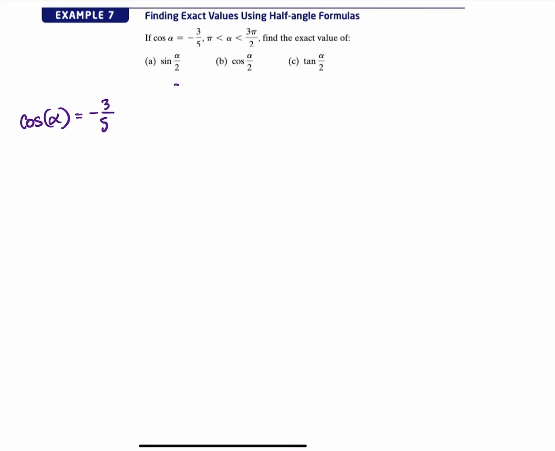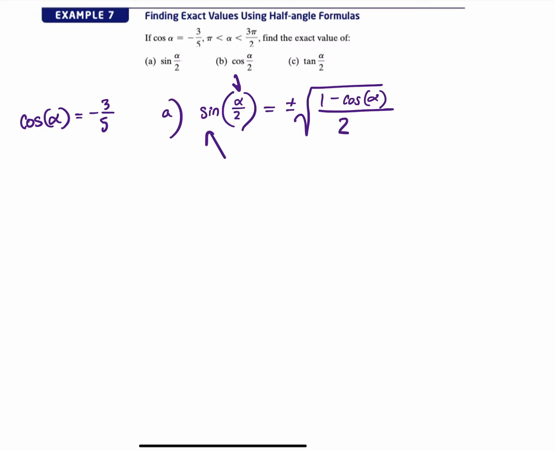So let's just jump into part A, and we'll think about what we need to determine in terms of which quadrant the half angle is in. So we're looking at the sine of alpha over 2. Well, following our formula, it would be plus or minus the square root of 1 minus the cosine of alpha over 2. So we do need to determine if the sine of half of alpha, we have the cosine of alpha here, if the sine of half of alpha is positive or negative.